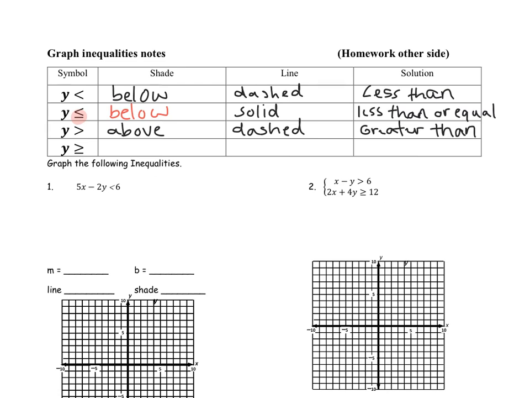Alrighty, now something similar is going to happen for the greater than, but instead of being just greater than, it's going to be greater than or equal to because of that line. This line is going to be solid because you'll notice under the symbol itself, it has that line. So this is going to be a solid line. And of course, we're going to shade above.